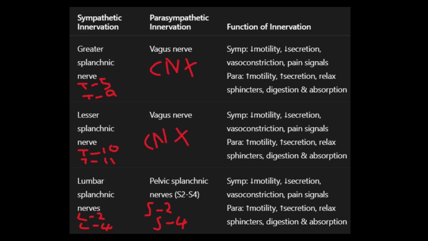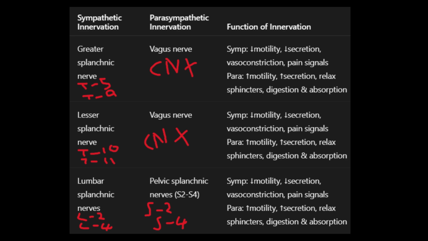Now, the innervation of the GI tract. So this might get a little bit complicated, but I've split this up the best I can already. So the greater splanchnic nerve, right? The nerve is going to be supplied by T5 to T9, and so its sympathetic innervation is going to be supplied by the greater splanchnic nerve. And for parasympathetic, it's going to be supplied by the vagus nerve, so cranial nerve number 10.